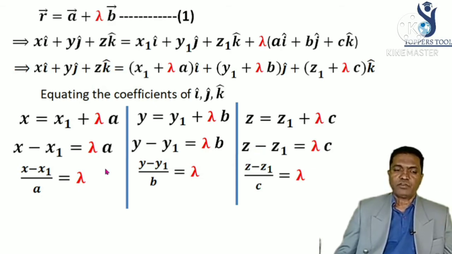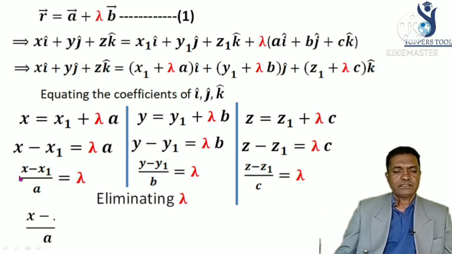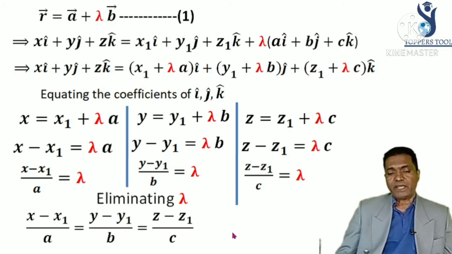We want the Cartesian form, so eliminate lambda. So this is equal to lambda, and this is equal to lambda, and this is equal to lambda. So eliminating lambda means this is equal to this is equal to this. So you can write x minus x1 by a is equal to y minus y1 by b is equal to z minus z1 by c. So this equation is the Cartesian form of the equation of a line passing through a point and parallel to a given vector. So remember these two equations. This is the vector form and this is the Cartesian form.